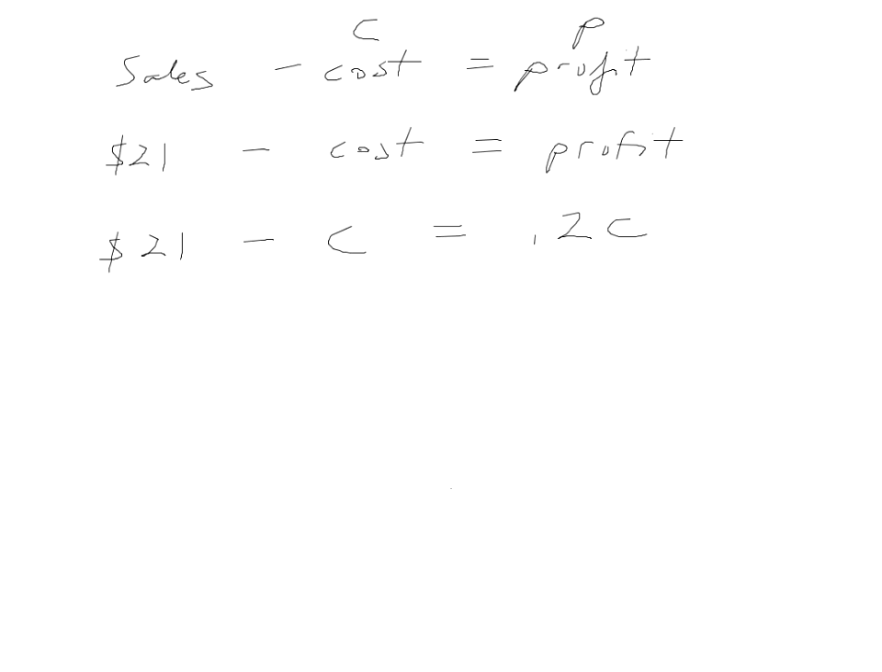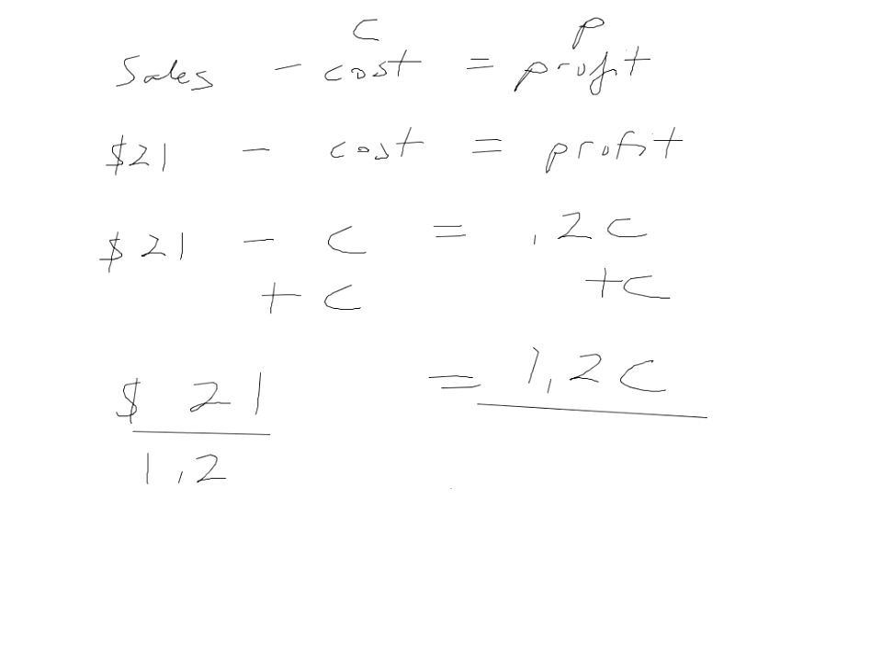All right. So from here, all we have to do is solve for C. So we're going to add C to both sides, right? So then now our equation is $21 equals 1.2C. Now we're going to divide both sides by 1.2, and we get $17.50 equals C.